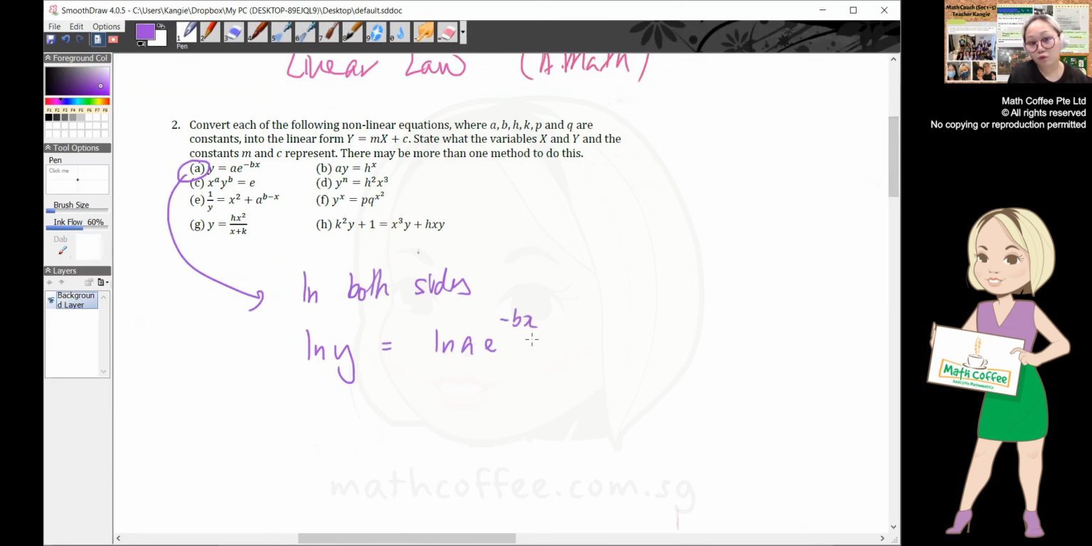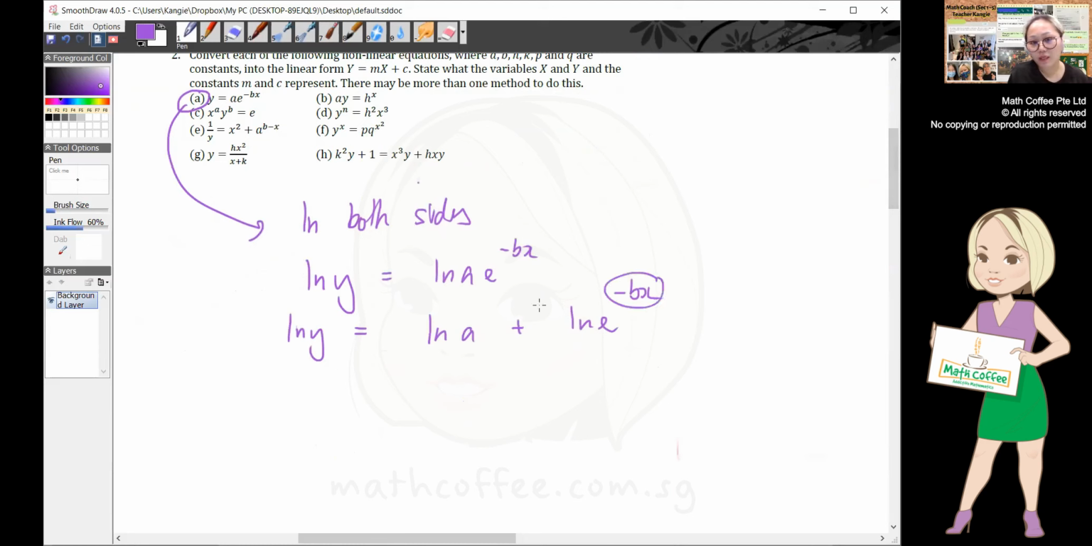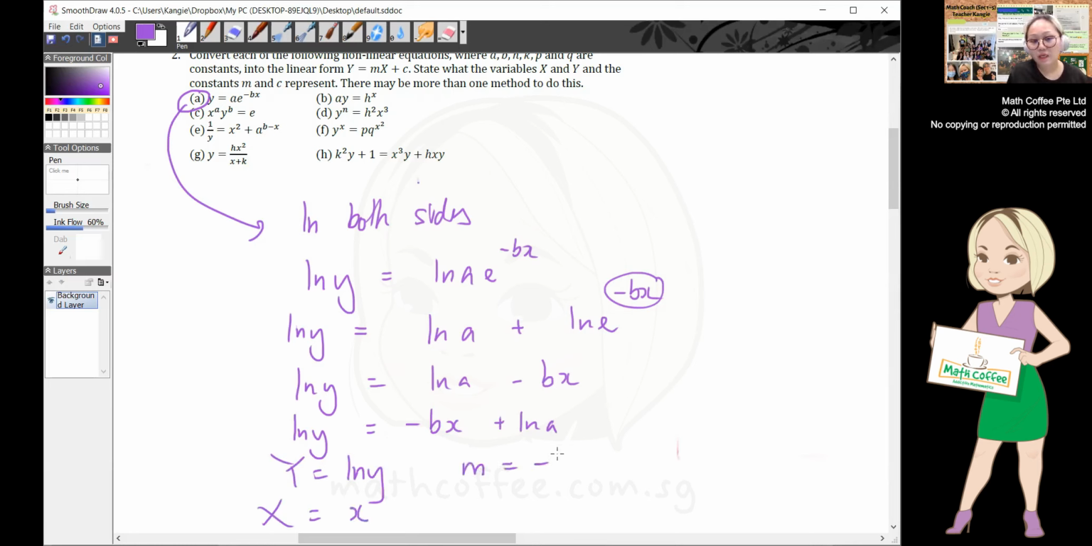So same thing, this one I have to split. The minus bx doesn't belong to the a. So ln y equals ln a plus ln e^(-bx). And then after that, this power, you bring it down. So it becomes ln y equals ln a minus bx. And ln e is 1, so I don't have to write it. So in the end, I just need to shift a bit. So it becomes ln y equals minus bx plus ln a. So my big Y for this case is ln y. My big X for this case is small x. My gradient for this case is minus b. My big C for this case is ln a.